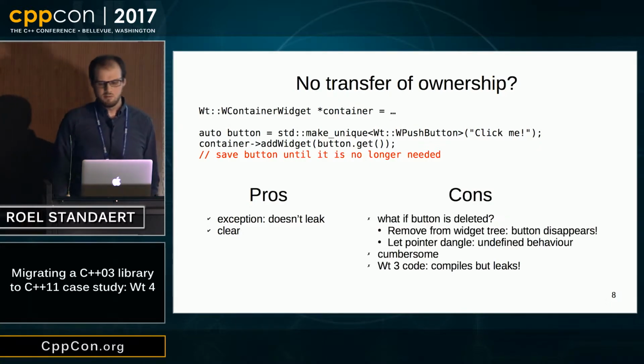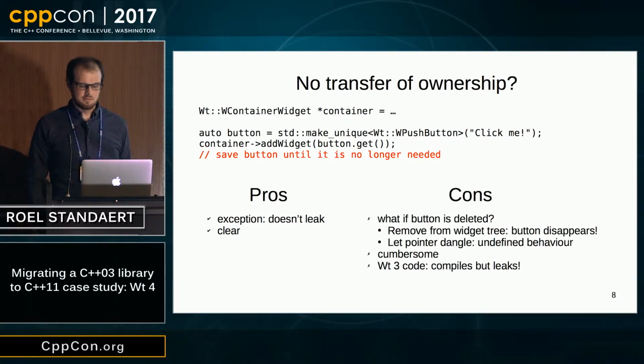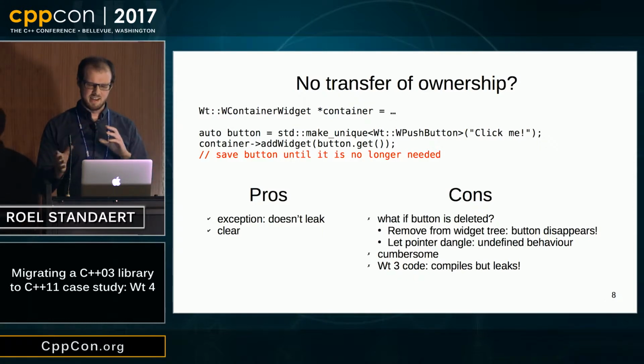But the cons are, what if this button gets deleted? What do we do? Do we remove it from the widget tree and then the button just disappears? That's completely valid, it will compile, there's no undefined behavior, and it's really annoying to debug. If you let the pointer dangle, that would be undefined behavior, but at least there will be tools that allow us to check that. It's also a bit cumbersome because you have to make sure that this button stays around for long enough. And in the end, you just end up making this whole shadow hierarchy or something like that to make sure that it stays around for long enough.